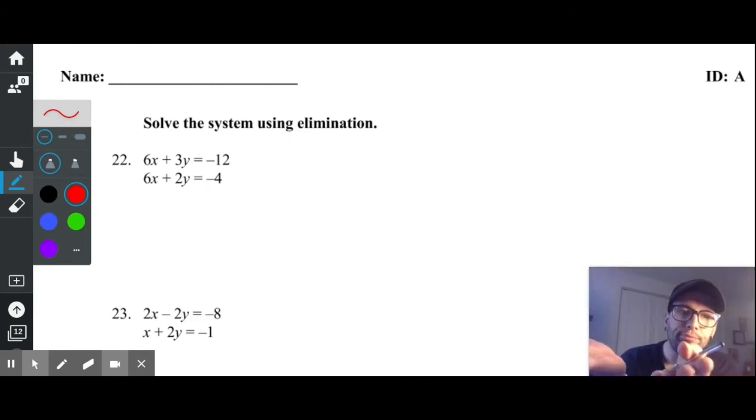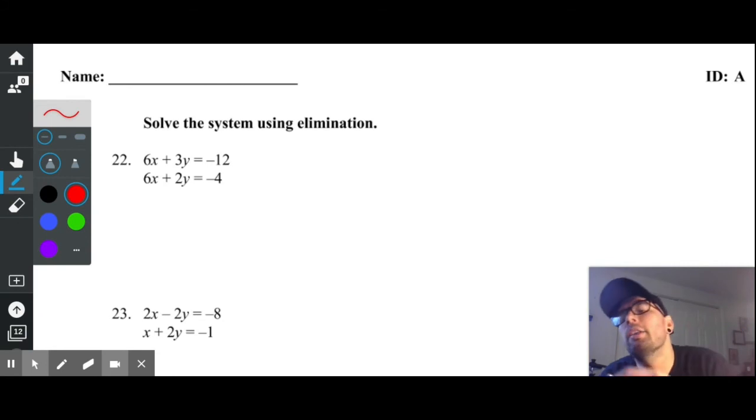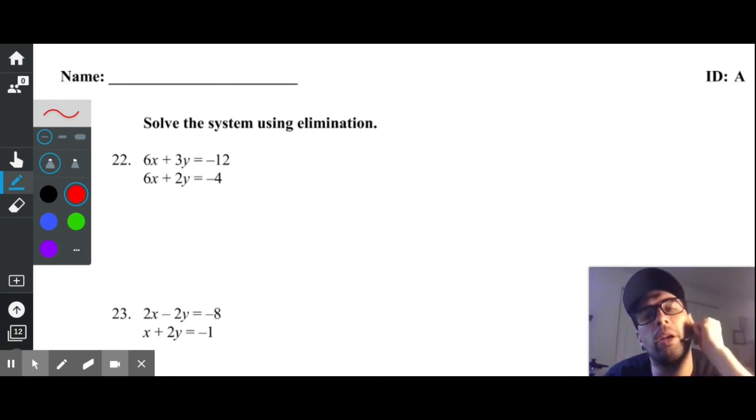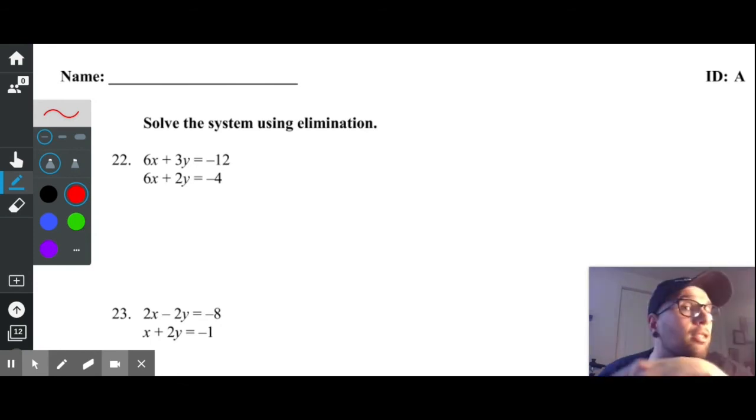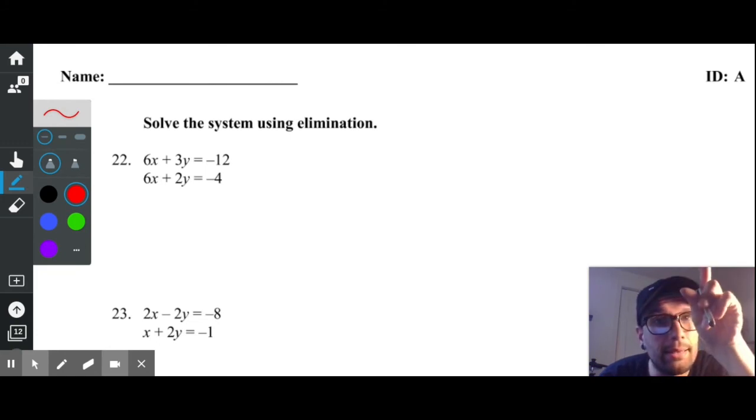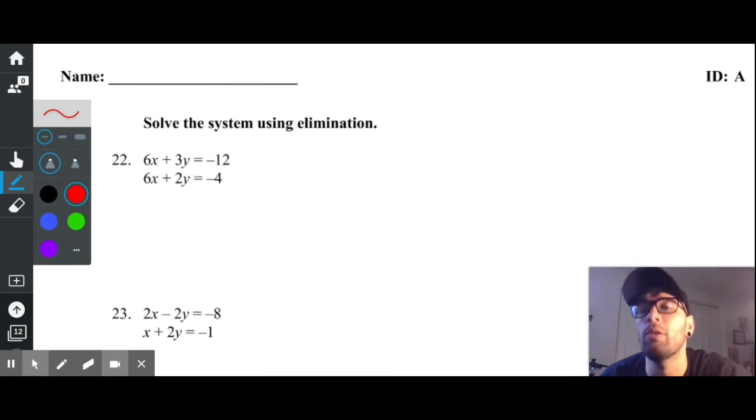Elimination. Elimination says that if I have everything lined up, which I do, my x's, my y's, and my numbers are all lined up, what I'm looking for is an x or a y where the numbers are exactly the same, but one number is positive and one number is negative. If you look, my x's are exactly the same. But that's the problem. They're exactly the same. They're both 6x. I need one of them to be negative.